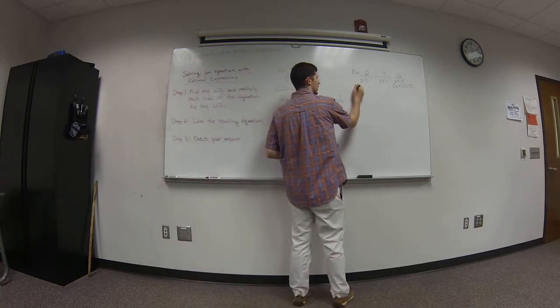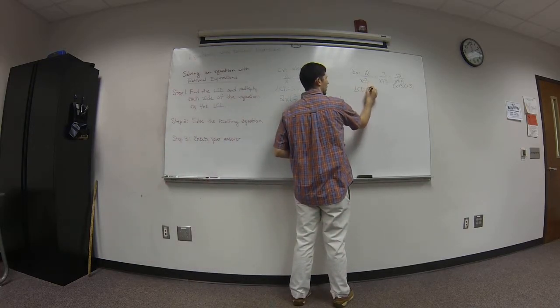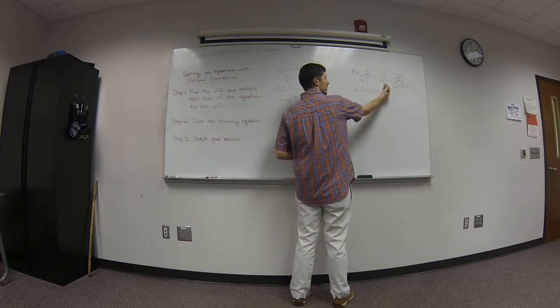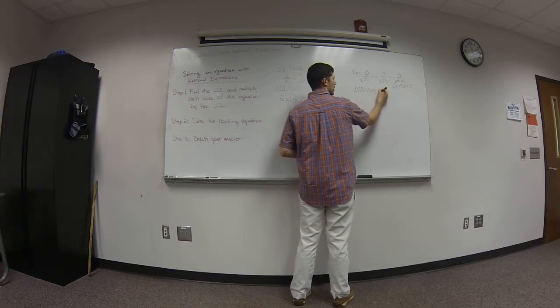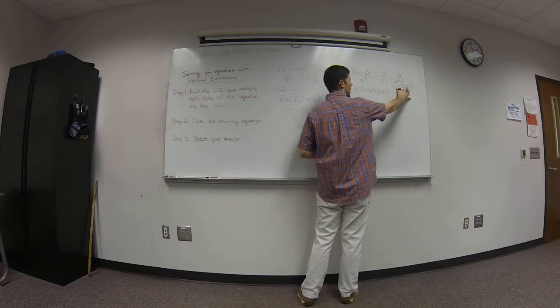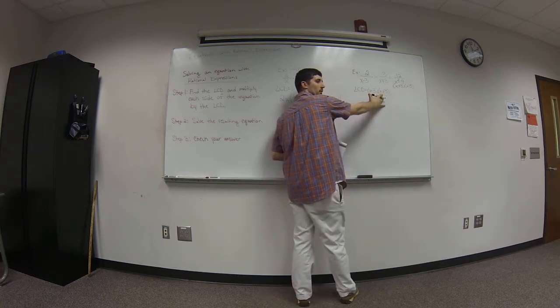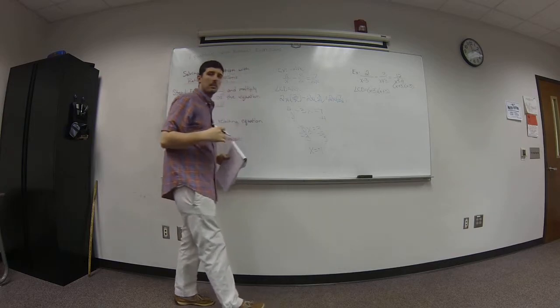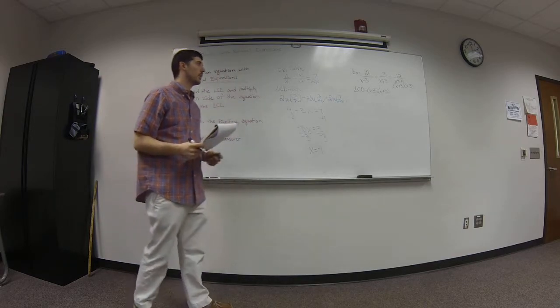Now for my LCD, I'm going to write down my first factor of x minus 3. My second factor is x plus 3. I don't already have that, so I must include it. Now my denominator over here, I already have both of those factors, so I don't have to include anything else. So our LCD is x minus 3 times x plus 3.